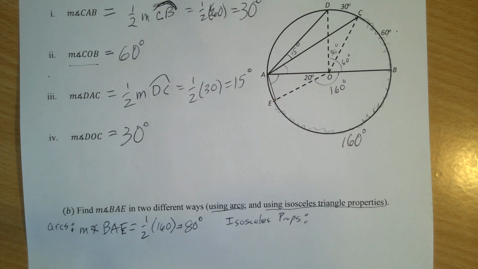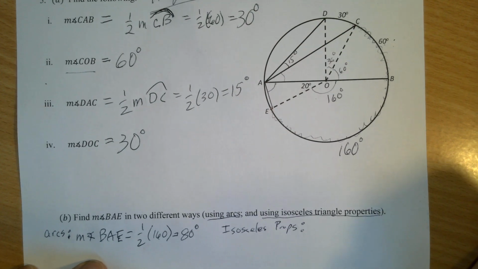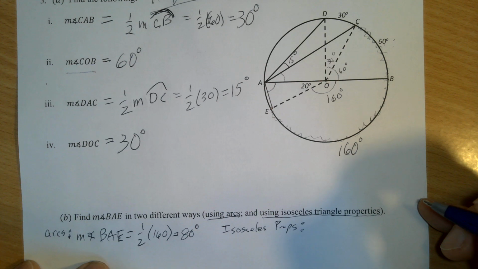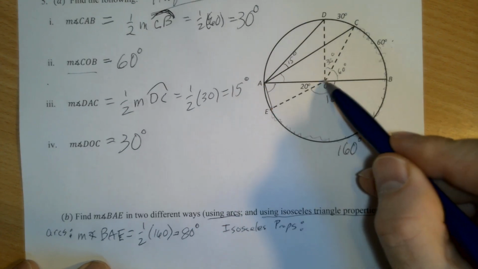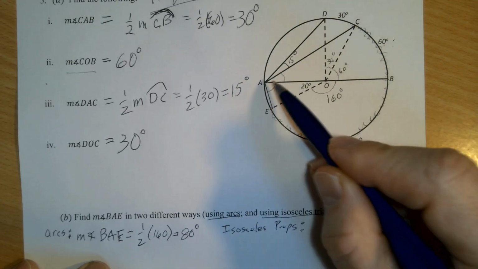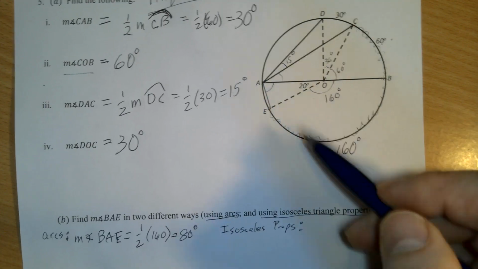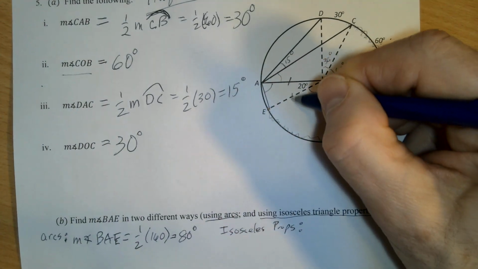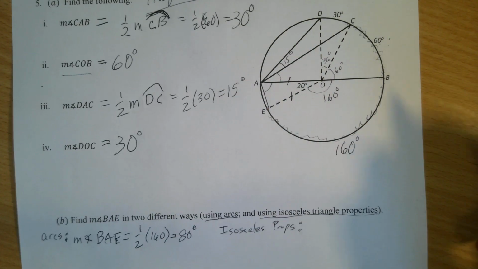Okay, so let's see. What we want to look at, where is the isosceles triangle that you think we might be interested in? Well, it looks like it'll be this right here. And notice that since OA and OE are both radii of the same circle, that length and that length are exactly the same. So that's an isosceles triangle.